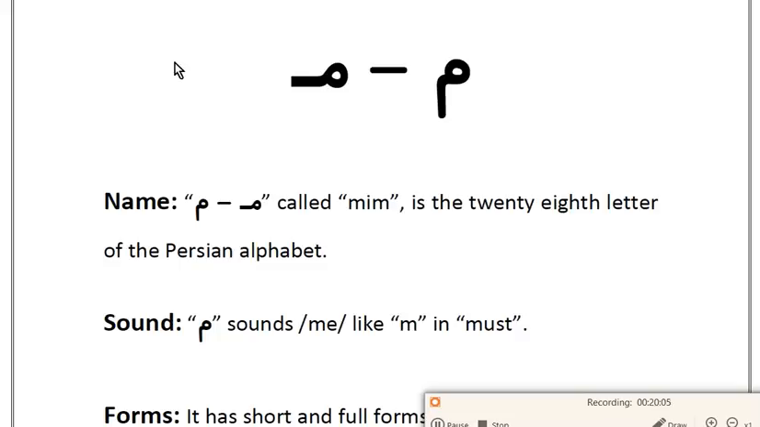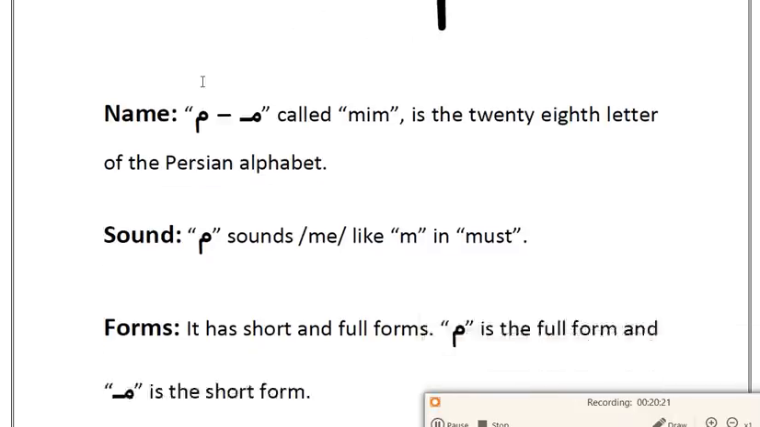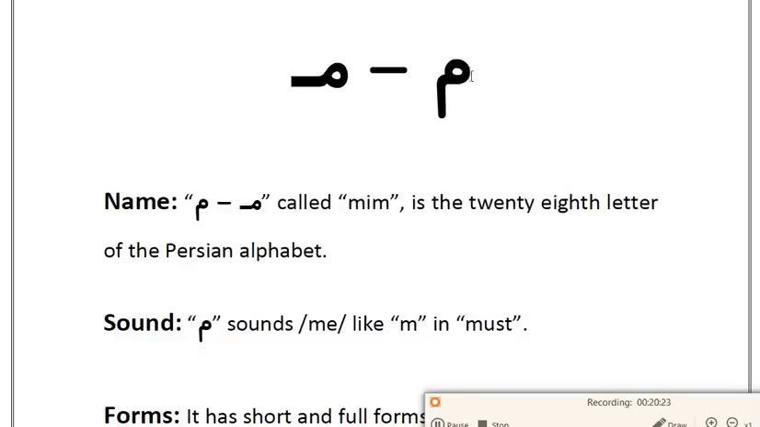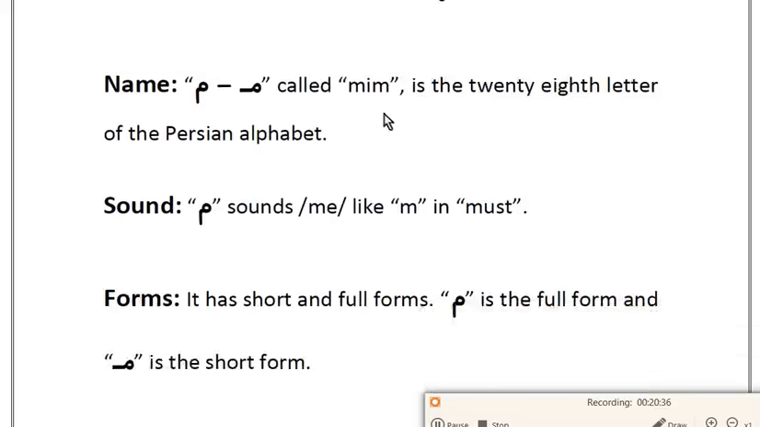Next letter is mim. The name is mim. Mim is very common in Persian, and it's just like m in English. It sounds me. So mim is the name. It has two forms. You can see this one is the full form. This one is the short form. For this short form, we can use it as a beginning or in the middle of the words, but this one comes only at the end of words.